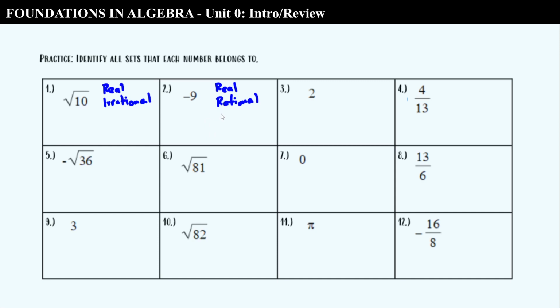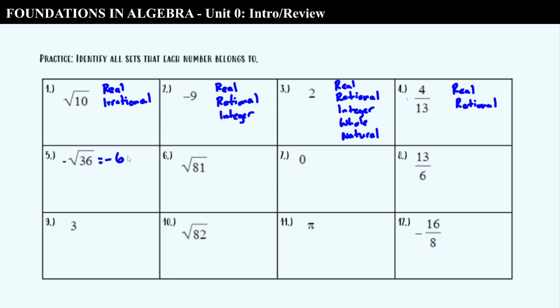We know that it is also an integer, but because it's negative, it's not a whole number and it's not a natural number. The number 2 is real, it's rational, it's an integer, it's a whole number, and it's natural. Any positive number is going to satisfy all 5 of those. 4/13 is real and it's rational, but it's not a nice round number, so therefore that's as far as we can go with it. Negative square root of 36.